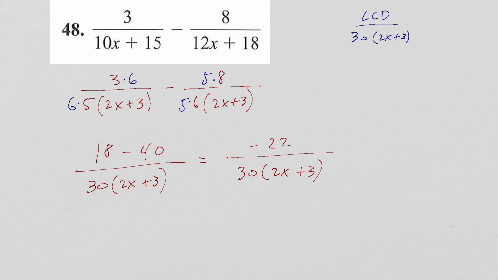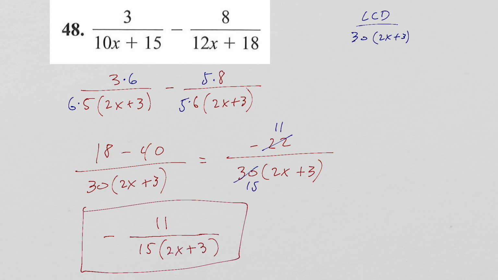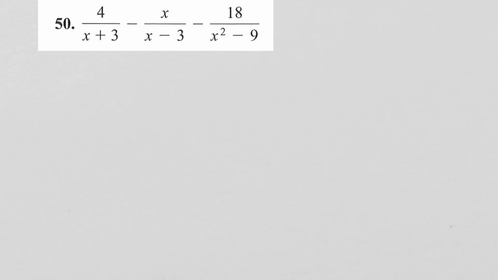And finally, I can cancel. 2 goes into this 11 times and into this 15 times. And if you want, you can keep the negative here, or you can pop it out front of the whole fraction. Either way, if you pop it out front, we'll have an 11 over 15 times 2x plus 3. But you could have kept the negative 11 in the numerator as well. That's it.